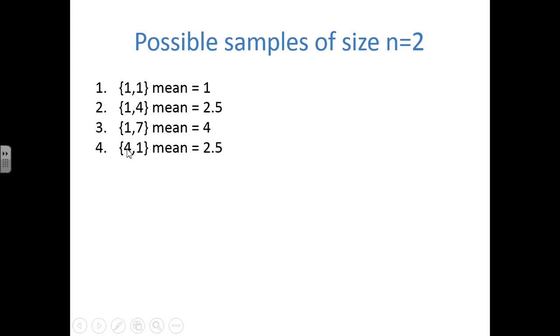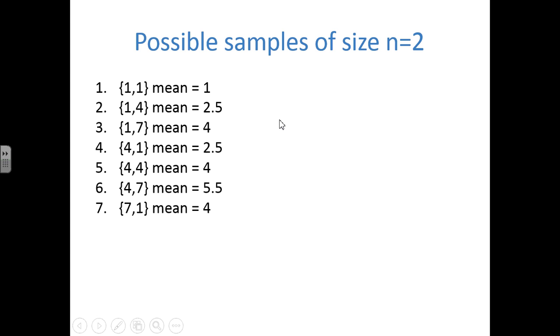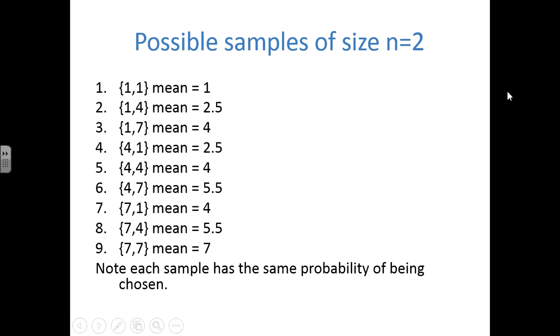Now we could also draw out the 4 first and then the 1, which is different than the 1 first and then the 4. But we would get the same mean. 4 plus 1 divided by 2 is 2.5. And we see that there are 9 possible samples of size 2 from these 3 data values and their respective means. So now we're going to be considering the mean values here. Notice each sample has the same probability of being chosen.